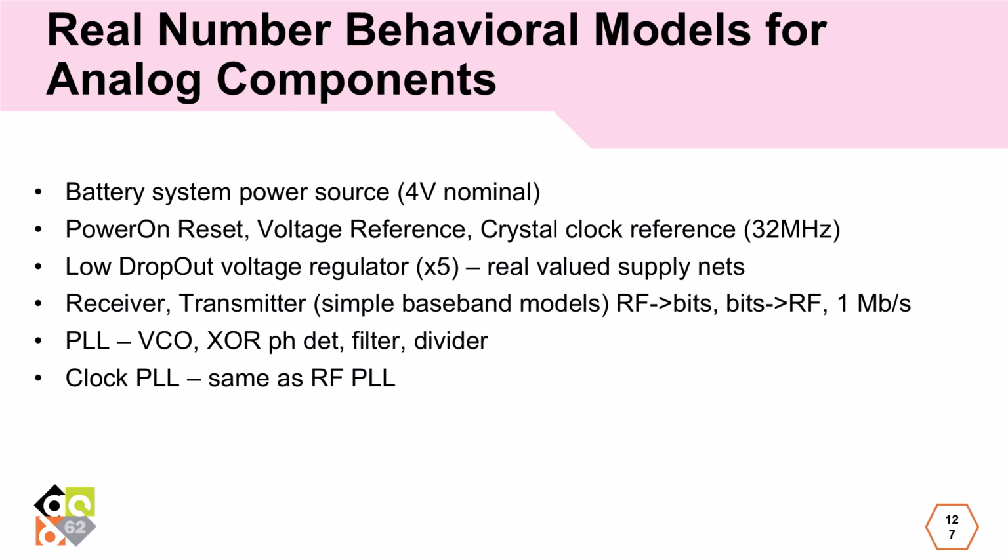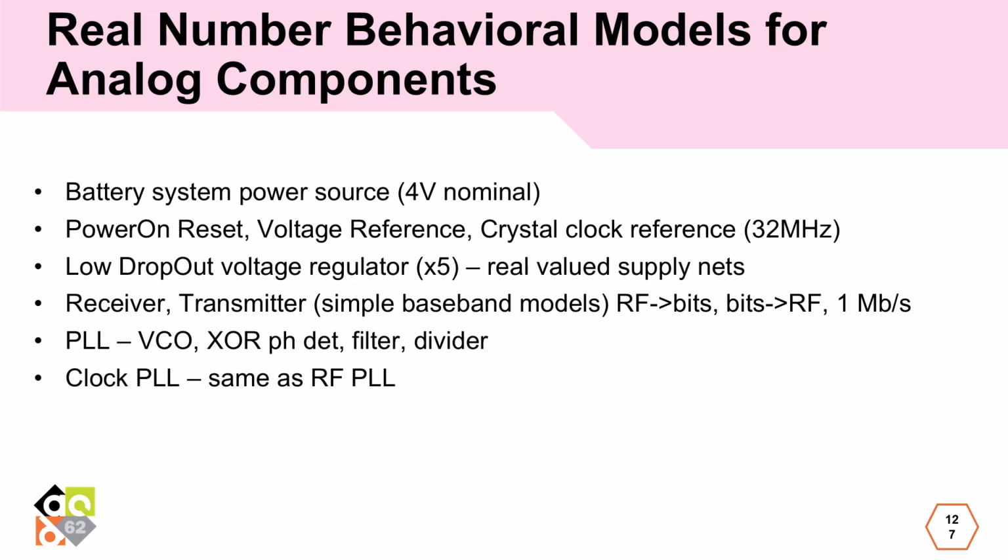First, the system power source is a nominal 4-volt input, which would be from, say, a lithium-ion battery. We have functional models for power reset, a voltage reference, and a 32 megahertz clock reference, which could be from a crystal oscillator. We've got a total of 5 low-dropout voltage regulators that supply real-valued supply nets, and we use these to show realistic power scenarios. When a block is not in use, we turn off its power supply by disabling the LDO.